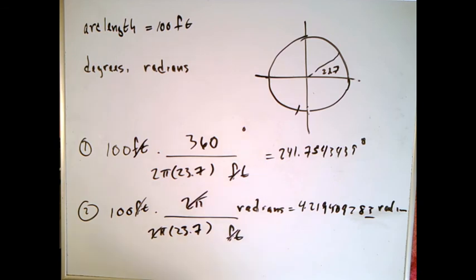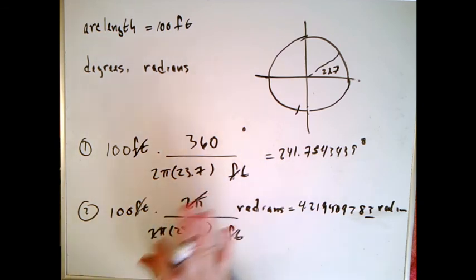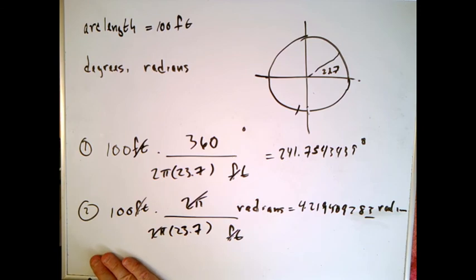That's as hard as it is to change arc length to radians or arc length to degrees. You just multiply by the right fraction that puts the right units in the right places, and you get answers that you can check with the unit circle. Try that instead of using the arc length formula.